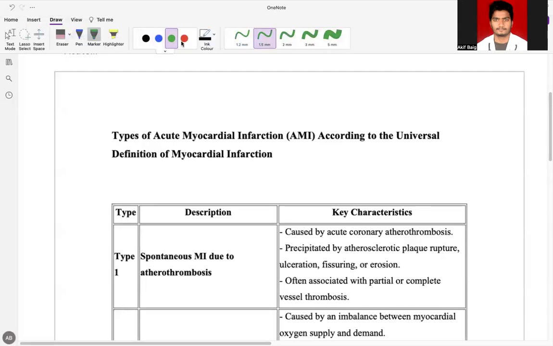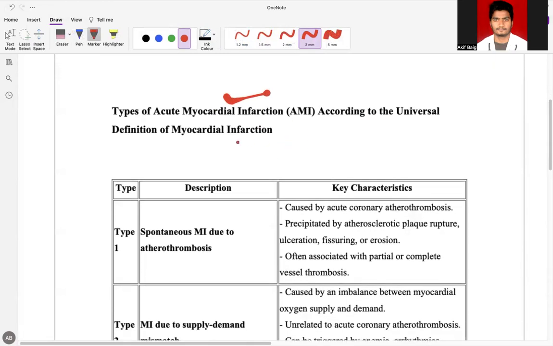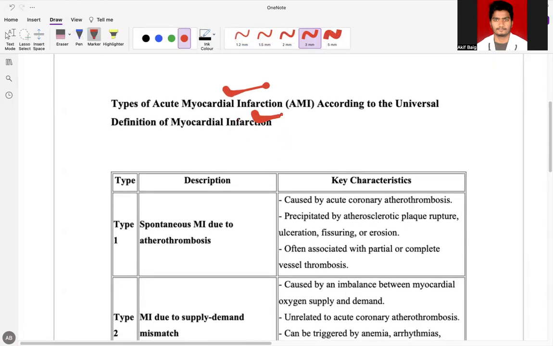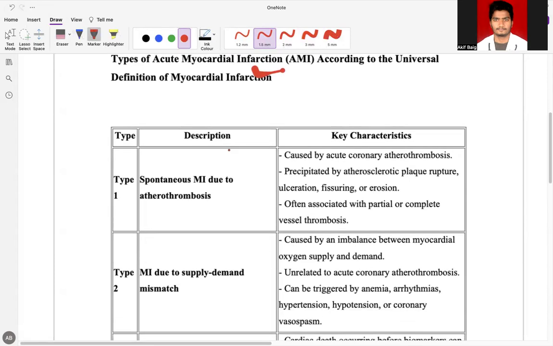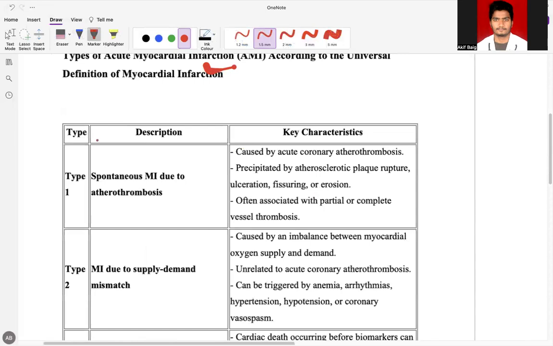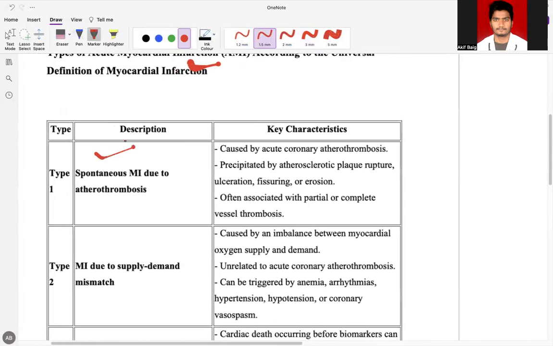Hello everyone. Today we'll be talking about types of myocardial infarction based on the universal definition of myocardial infarction. So based on the universal definition, myocardial infarction is divided into 5 types. The first type is considered spontaneous MI, that is due to atherothrombosis.